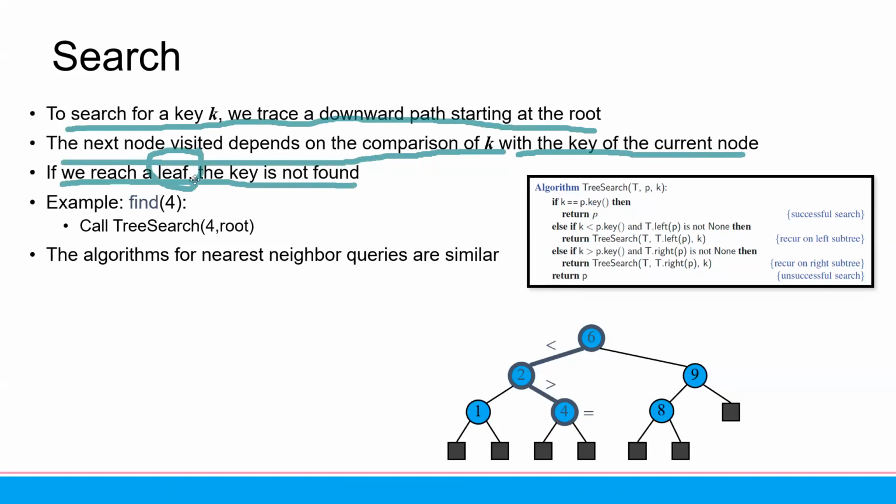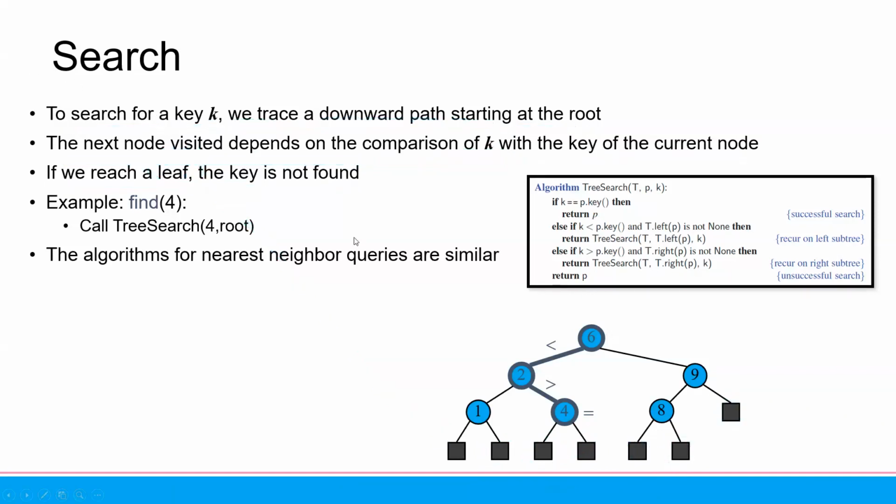Leaf is the external node. Okay? So this is the leaf. If you already reached a leaf, and if you still cannot find any numbers, then it means you do not find the key. So let's say I have a problem: find 4.